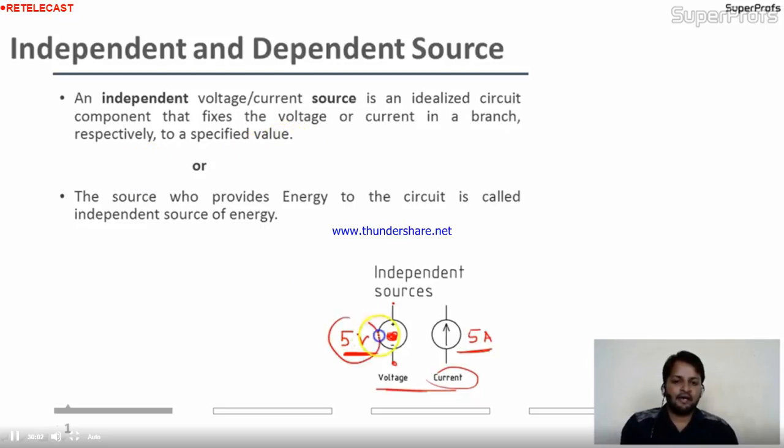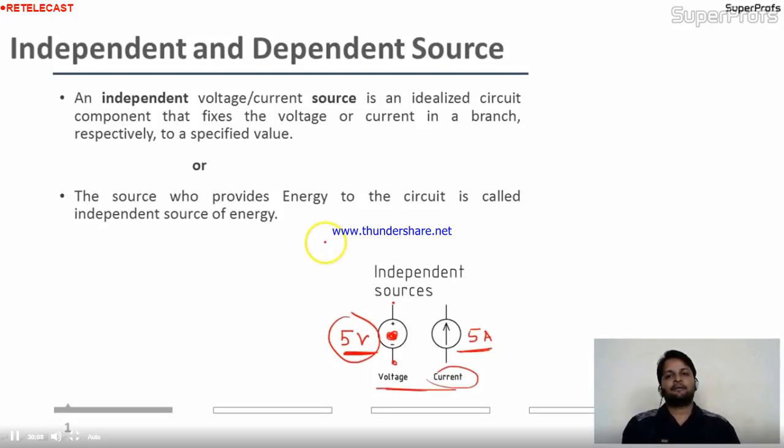The value is 5, so it will deliver 5 volts only in the circuit. Or, I can say, the source which provides energy to the circuit is called the independent source of energy. It is providing the circuit by its own. Is it clear? It's very simple, independent.